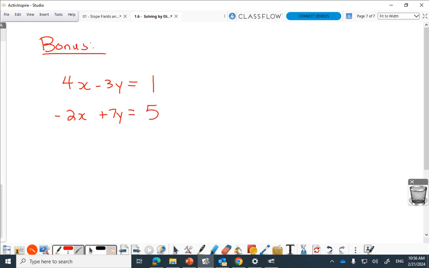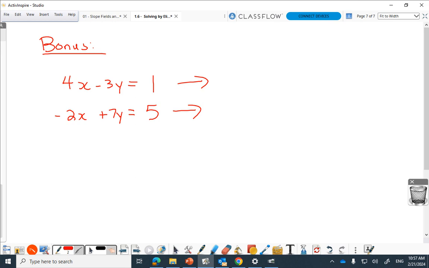This is my bonus example so that you can go home tonight and not get insomnia lying awake going, but Mr. Todd, what happens if the coefficients are all different? Elimination is not going to work, and I don't want to do substitution. I say, let me just show you a little bit about what I'm going to show you tomorrow so you don't go home all upset. This system is not ready for elimination. 4 and negative 2 don't line up. Negative 3 and 7 don't line up.